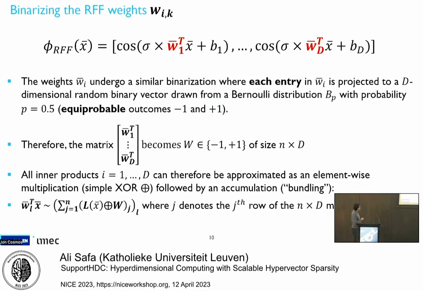The last thing we need to do is binarize the weights. In the original random Fourier feature mapping, these weights are drawn from a normal Gaussian distribution. But we draw them from a Bernoulli distribution with equiprobability of +1 and -1. That's how we generate the binary weights. Now in the binary domain, the multiplication can be done with an XOR operation. So we do an element-wise XOR of that weight matrix and the encoded input x into those hypervectors, and then sum along the dimension n to play the role of the original inner product in the random Fourier feature mapping.